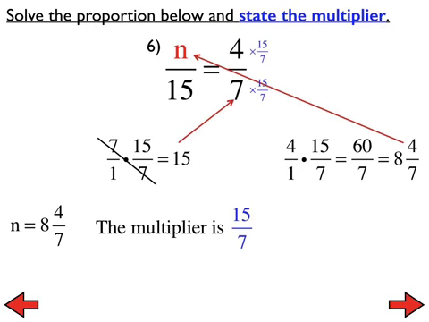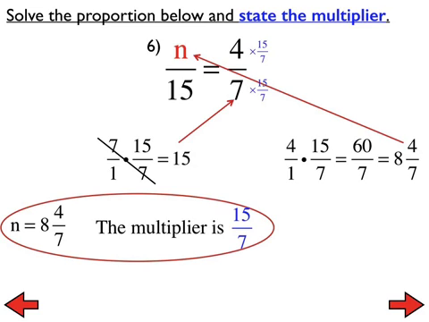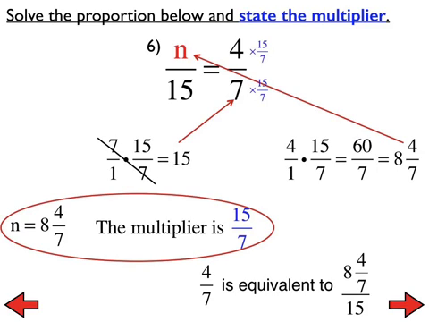So we have n equals 8 and 4/7. We multiplied by 15 over 7 to get our answer. And now we have found what n is, so we have equivalent ratios. 4/7 is equivalent to 8 and 4/7 over 15. I just read it backwards. That's all I did there.